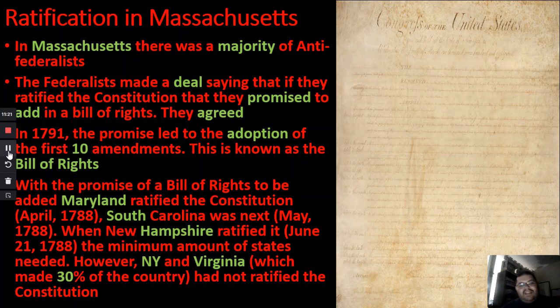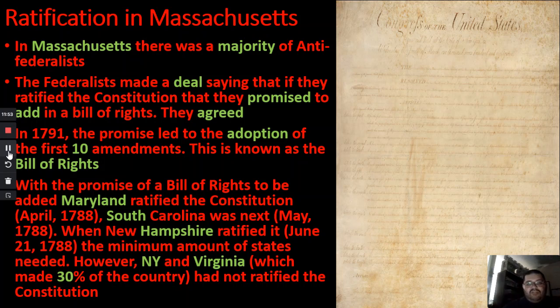So in 1791 they promised to lead the adoption of the first 10 amendments, which would be known as the Bill of Rights. Okay, now with the promise of the Bill of Rights to be added, Maryland ratified the Constitution. South Carolina said, "Oh, they promised? Okay, boom, they signed it." New Hampshire ratified it.